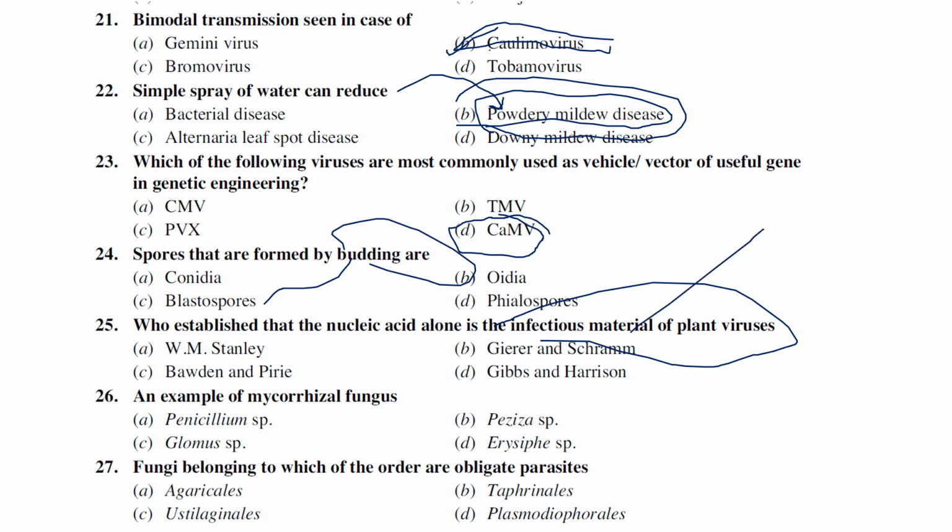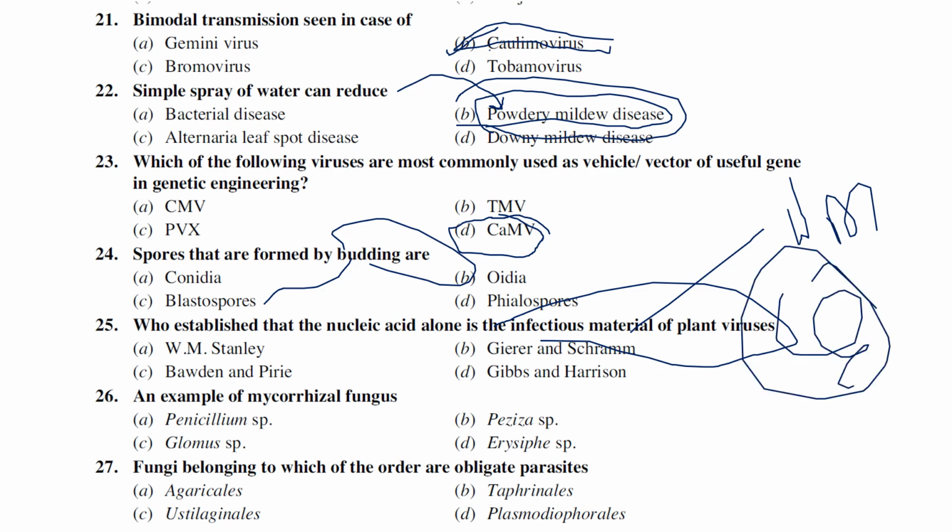Before, it was believed, for example even W.M. Stanley also said, that the protein coat is the infectious material, but it was wrong. Later it was concluded that nucleic acid is the infectious material, where the protein coat only protects the nucleic acid and has no role in disease spread, transmission, or causation. Only nucleic acid causes the disease. That was given by W.M. Stanley, Gierer and Schramm, Bawden and Pirie, Gibson and Harrison.